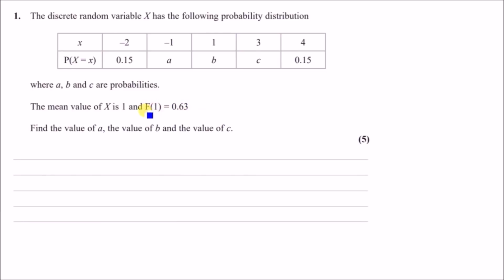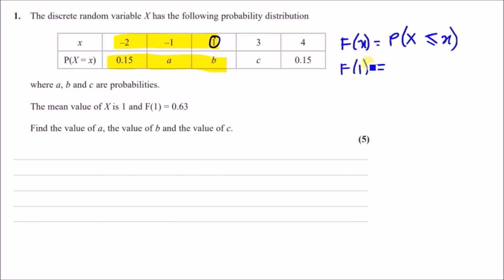For those who don't know, when I use a capital F in this kind of question, this is known as the cumulative distribution function. In other words, F(x) is the same as the probability of X less than or equal to that value. In this case, F(1) is all the values less than or equal to 1, so we're talking about the first three probabilities. So F(1) must equal the sum of these three things: 0.15 plus a plus b, and all of that directly equals 0.63.